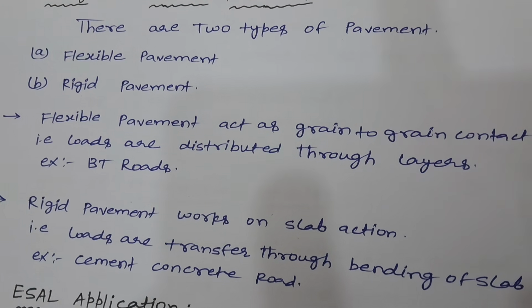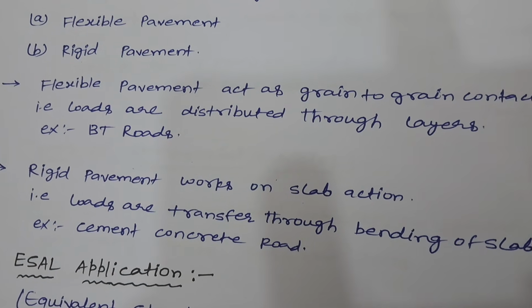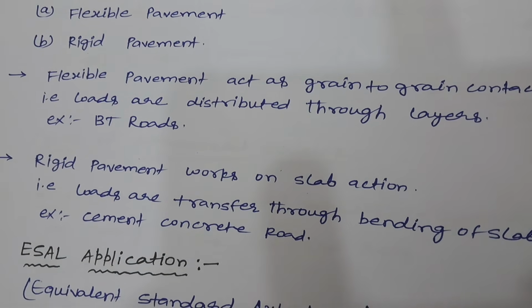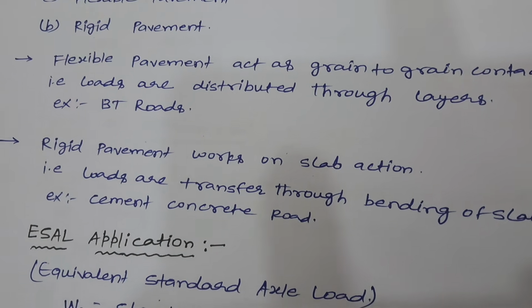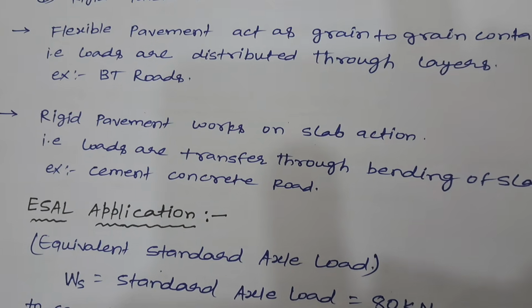Whereas rigid pavement works on slab action, that is, loads are transferred through bending of the slab. An example of rigid pavement is a cement concrete road. Design of flexible pavement is done by ESAL application.